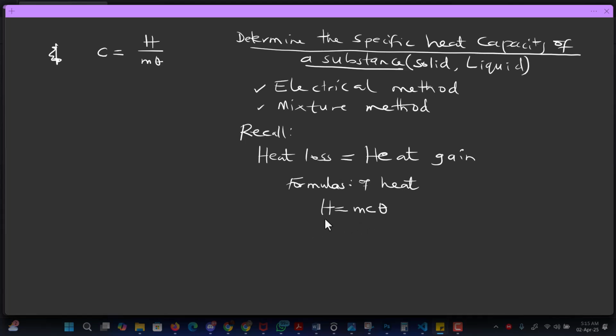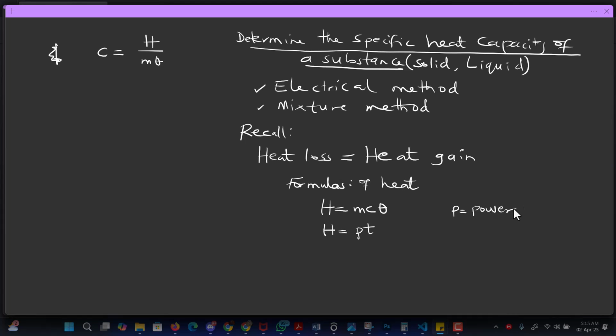Then if we are going by the electrical method, you should bear it in mind, even though we're not talking about the electrical method now, remember I'm giving you the formulas of heat. You can just say that heat is equal to PT. What is P now? That P is equal to your power.